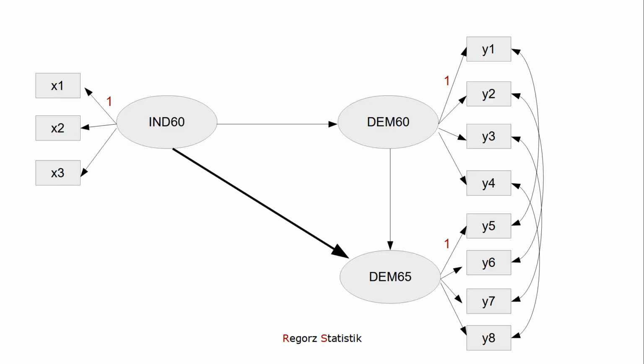This is our model. We run this. Since the identification method doesn't matter, we can use the default option of letting the program fix the first loading for each factor to 1. And as a second model, we estimate a model where the effect we're interested in, in this case the red arrow, is constrained to 0. And then we compare those two models.